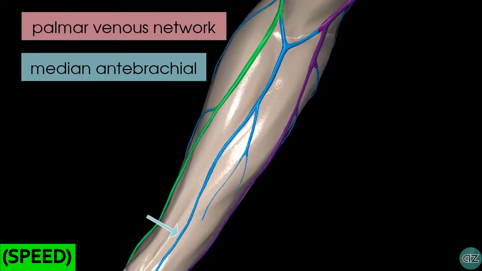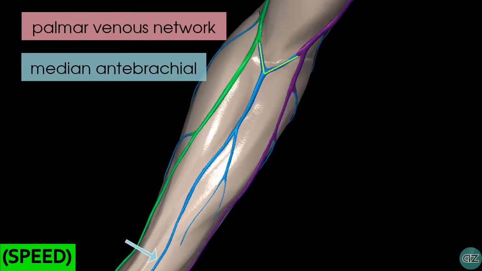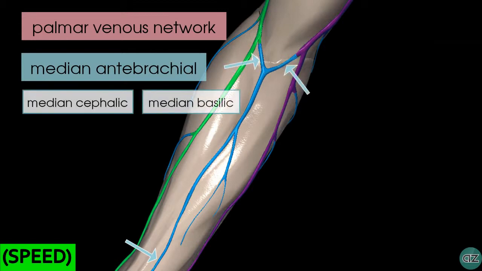And in this particular model, the median antebrachial vein is shown splitting into two and connecting to the cephalic and the basilic veins. These two veins are known as the median cephalic vein and the median basilic vein, respectively.